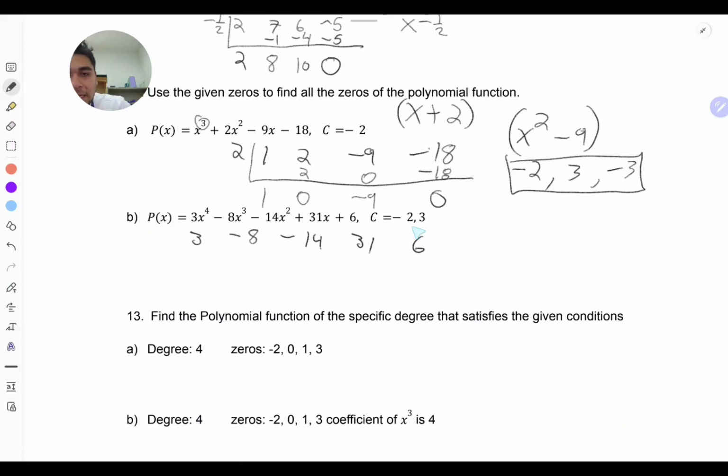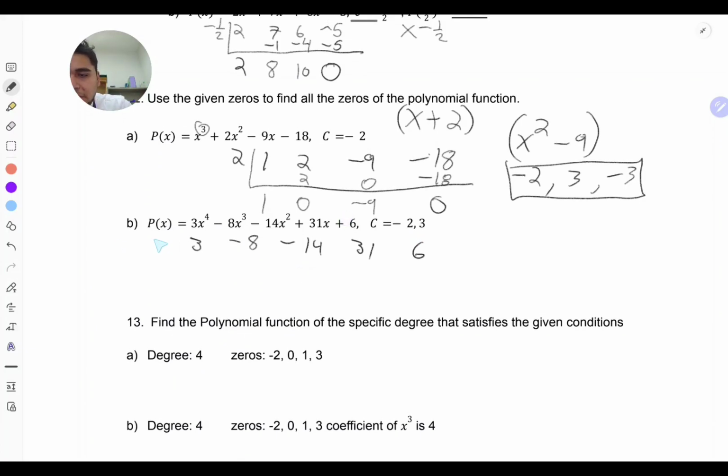Our first one is negative 2, which means that our coefficient on the outside is just 2. So again, bring this 3 down, we're left with 3. 3 times 2 is equal to 6, okay? So negative 8 minus 6 is just equal to negative 14. Okay, so negative 14 times 2 is equal to negative 28. Negative 14 minus 28 is just equal to positive 14.